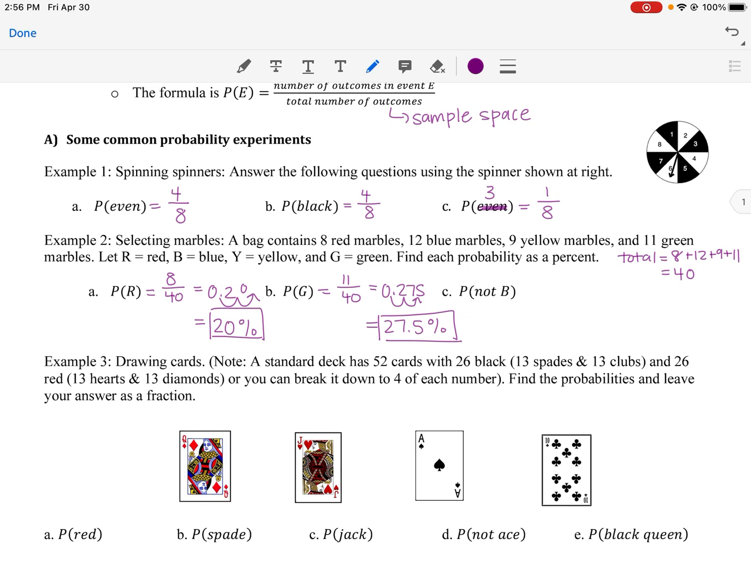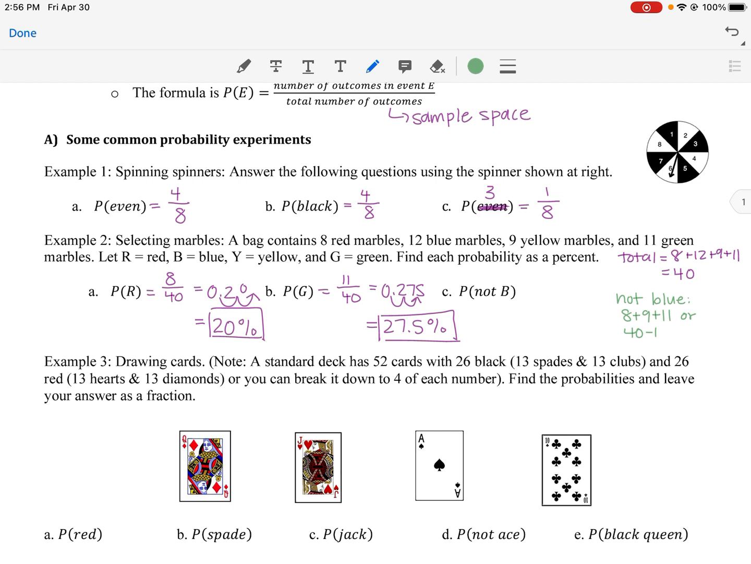And then finally, if we're talking about something that is not blue, it means it can be any other color besides blue. So it could be red, yellow, or green. You can think about this two ways. Maybe I'll do it over here on the side: not blue, we could take our 8 plus our 9 plus our 11, or we could take the total of 40 and subtract away the blue.